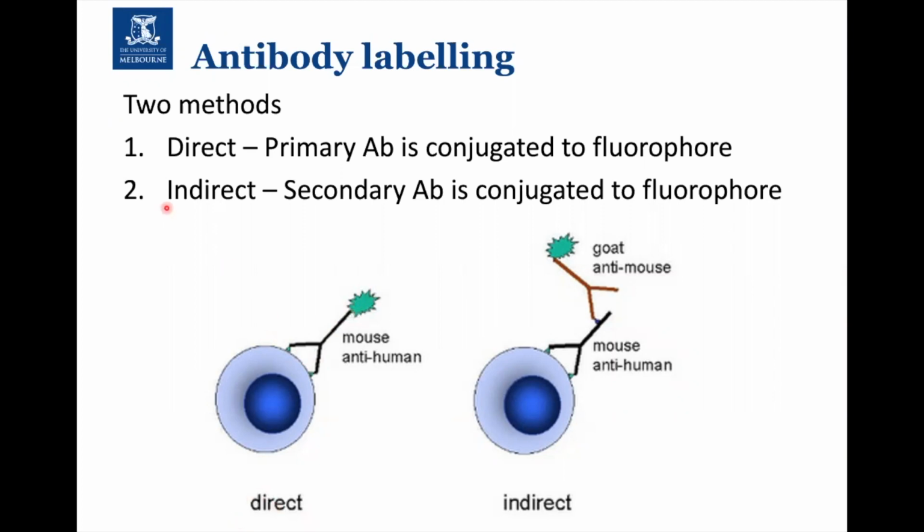If we use the second approach, which is an indirect method, then again we have our primary antibody, which is binding to the protein of interest. In this case, it doesn't have a fluorophore attached. What we're doing is coming in with a secondary antibody, which is set up to detect the primary antibody, and it is the secondary antibody that has the fluorophore attached onto it. So the nice thing here, although it's not shown in this diagram, is that we can get multiple secondary antibodies to bind to a primary, and therefore we're amplifying up the signal.